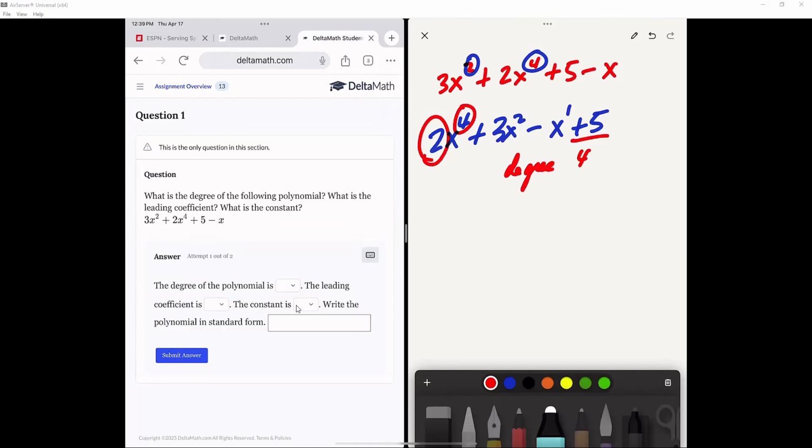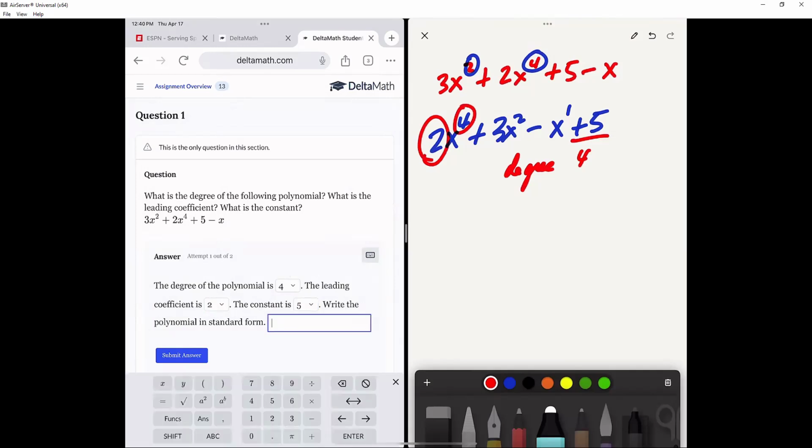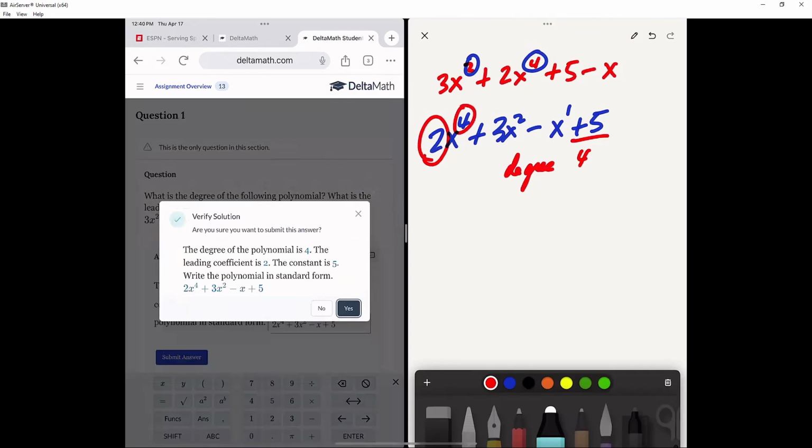So we can go here now, the degree is 4. So we click on this and we put 4. The leading coefficient is 2. The constant is a positive 5. And we can write this in standard form: 2x to the 4th power plus 3x squared minus x plus 5. And then submit it. And it says, nice job.